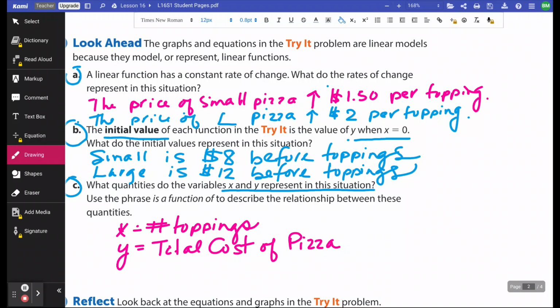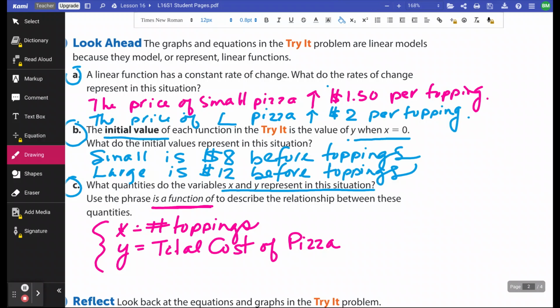Let's look at the next part of this question. So we're being asked to use the phrase is a function of to describe the relationship between these two quantities, the number of toppings and the total cost of our pizza. So remember how we thought about this in class. Thinking about is a function of is sort of clunky, and it's not really second nature to us. But if we replace is a function of with is dependent on, then we can figure out which one depends on the other, which one is a function of the other.